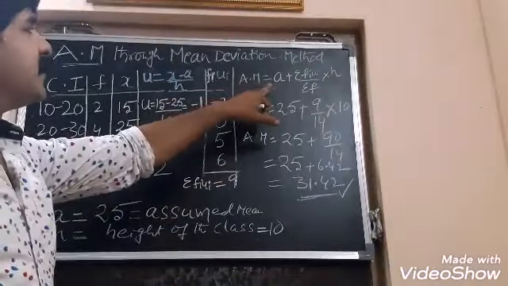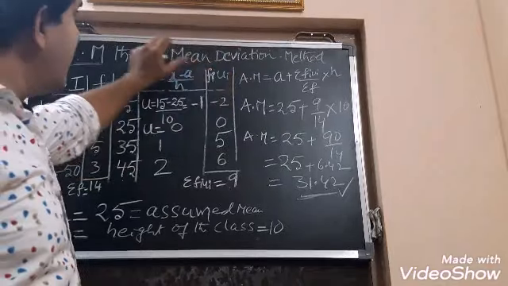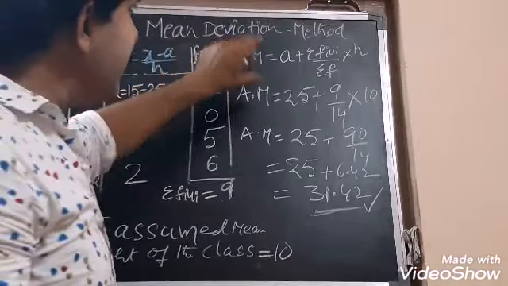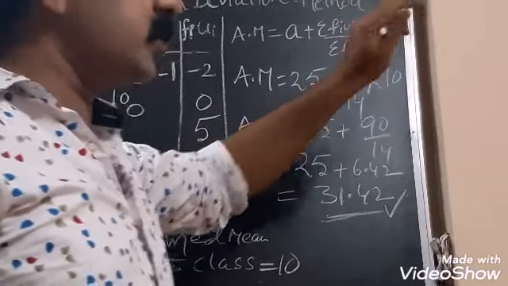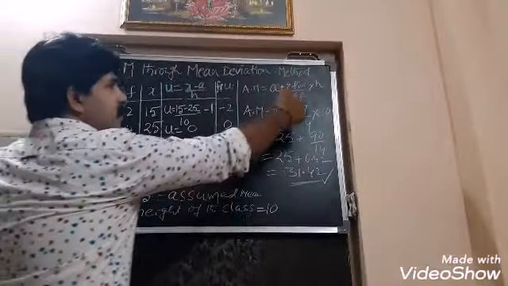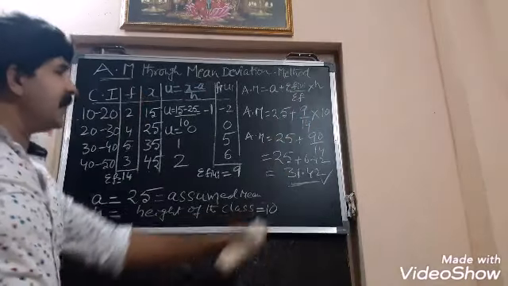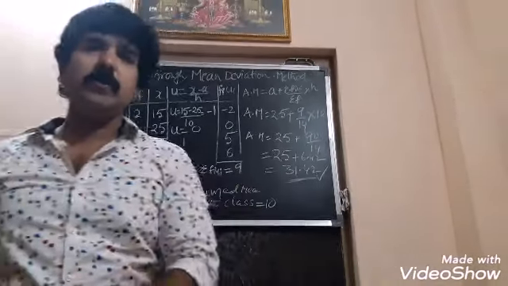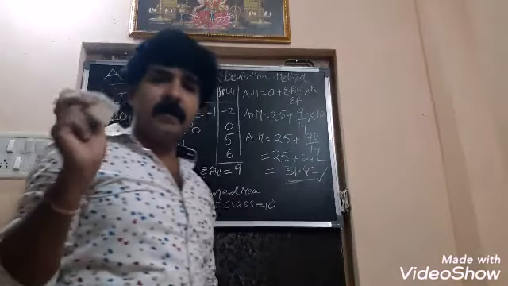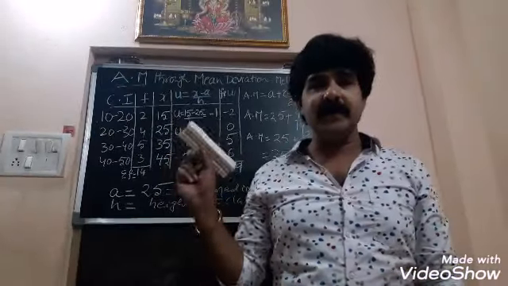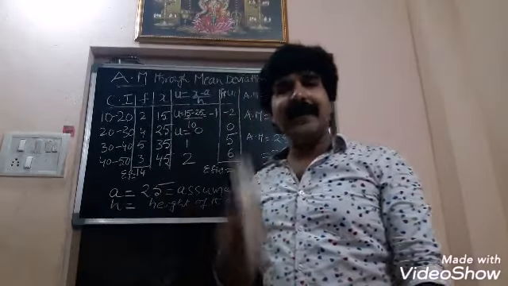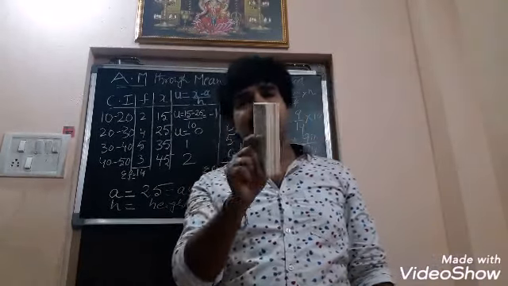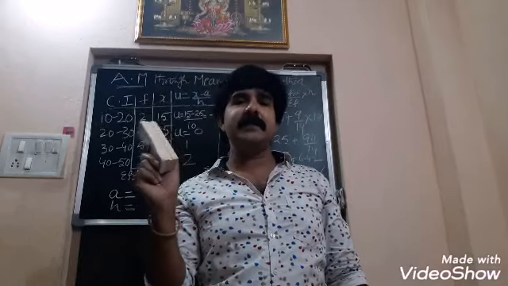Okay, so what is the formula for the mean deviation method for AM? AM is equal to A plus sigma Fi ui by sigma f into h. So it is 25 plus 9 by 14 into 10, and the answer we are having is 31.42. So it is a simple method for doing the arithmetic mean very easily. Okay friends, so far we have learnt how to find out the arithmetic mean through all the three methods.